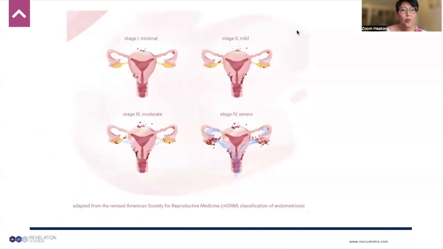And here at stage 1, you'll see few superficial implants. And then, of course, there are more deeper implants in stage 2. And then there are many more deep implants and presence of filmy adhesions in stage 3. And of course, there are a lot of deep implants and many dense adhesions in the severe stage 4.